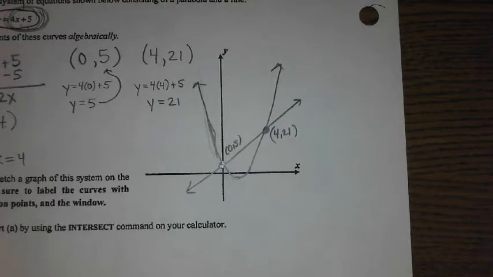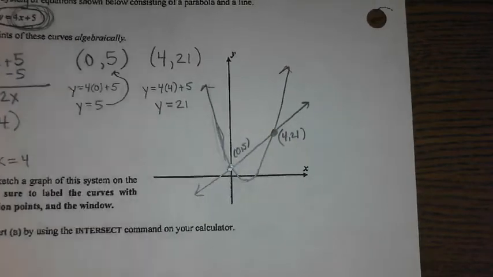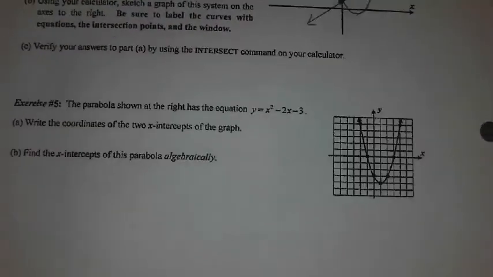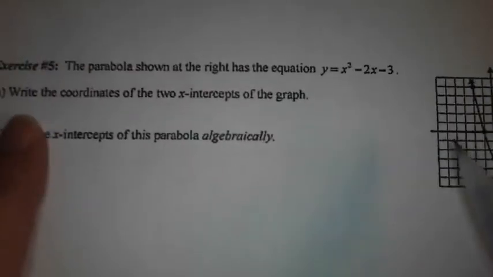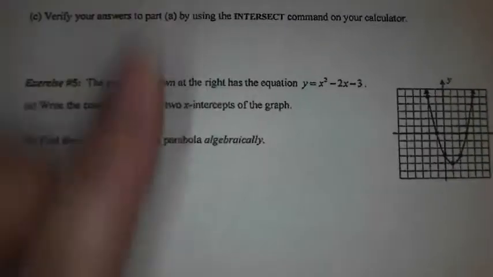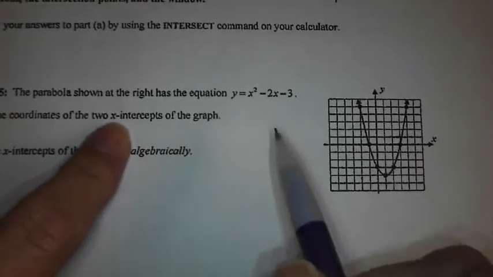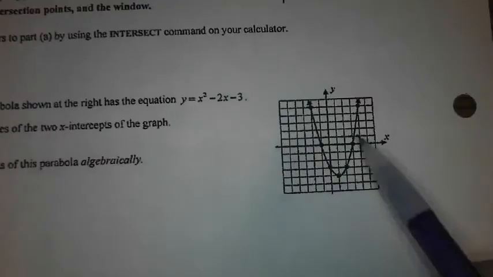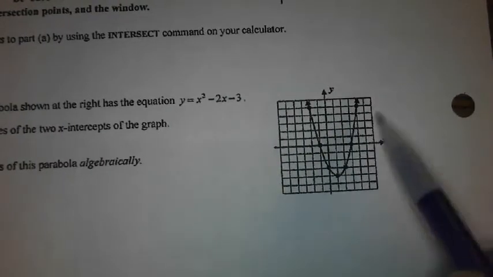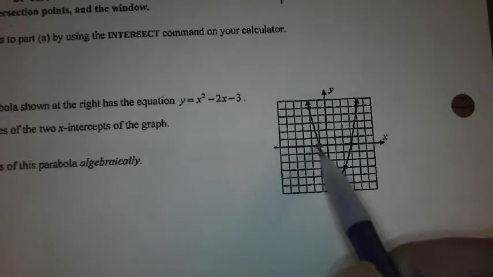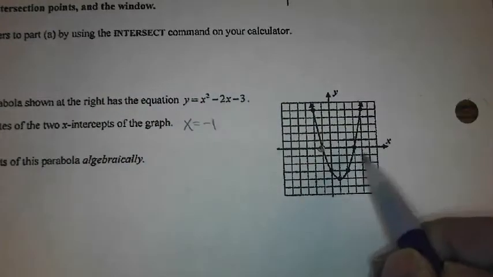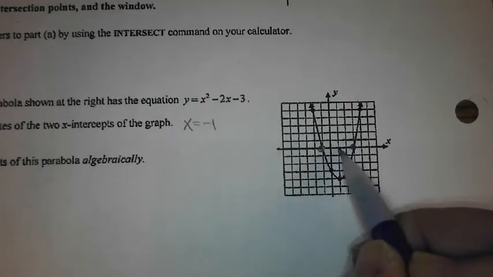Okay? And the last thing with parabolas and graphs of them for today. We'll do a whole lot more. They're showing you a parabola, right? So if you look at the graph, part A says, what are the coordinates of the x-intercepts? So at what numbers is this graph crossing the x-axis? Right here, which is at what number? -1. And right here, which is at +3.